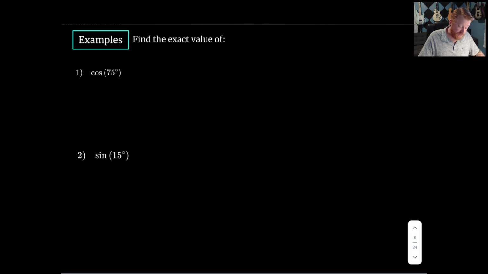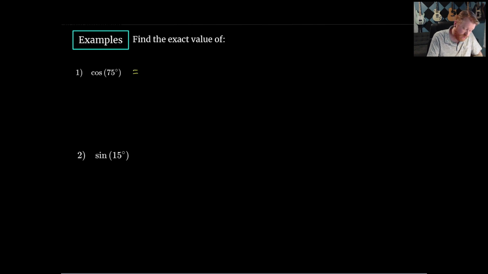So we want to find the exact value of the cosine of 75 degrees. Now we're doing things in terms of degrees instead of radians, but it's all the same here. This isn't exactly written as a sum or difference of angles here. And we also don't know the cosine of 75 degrees. It's not one of those exact values that we know. But I could rewrite 75 degrees as a sum or difference of angles that I do know.